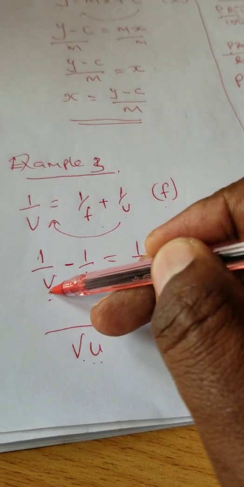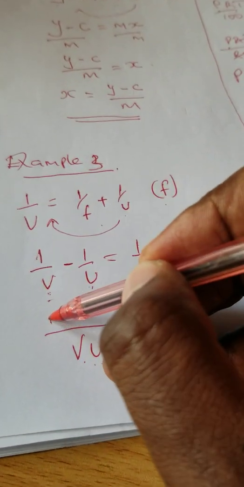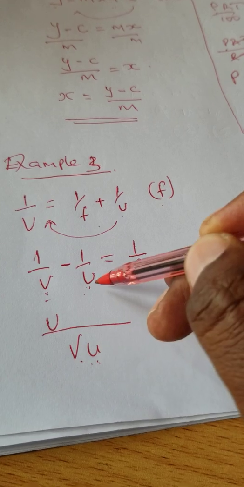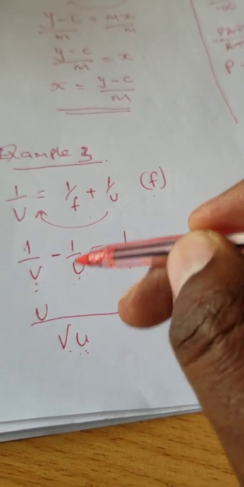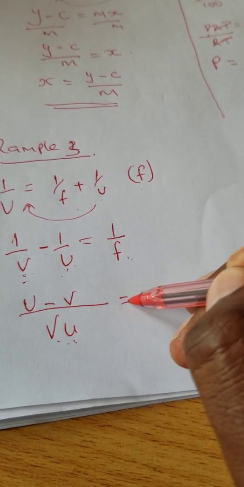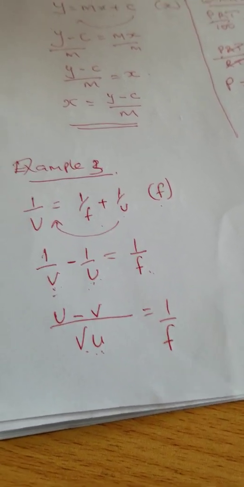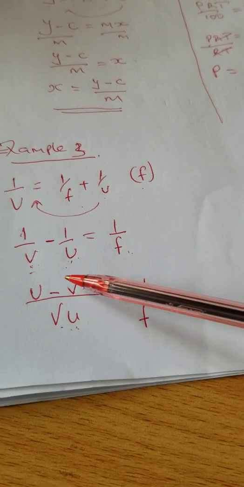vu divided by v, you get u. u times 1, you get u. vu divided by u, you get v. v times 1, you get minus v, is equal to 1 over f. Now we have a single fraction here.